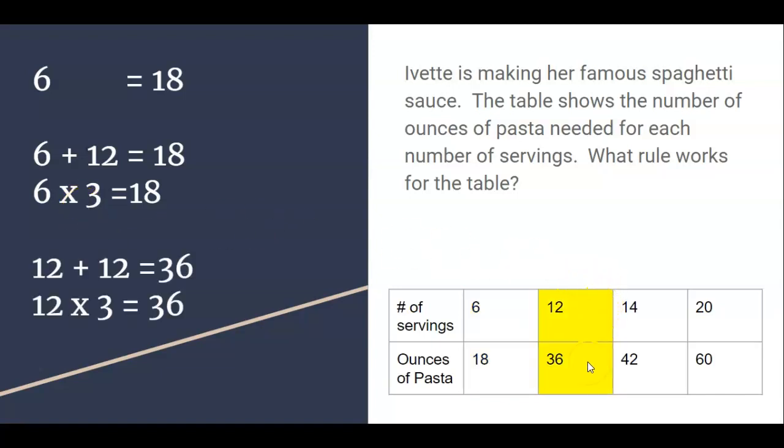So now looking at 12 and 36. It can only be plus 12 or times 3. Is 12 plus 12 36? Absolutely not. So the plus 12 does not work. Is 12 times 3 36? Yes, it is. So I see that times 3 worked for the first column and times 3 worked for the second column. So I'm going to make my prediction that times 3 will work for these columns, but I have to double check.